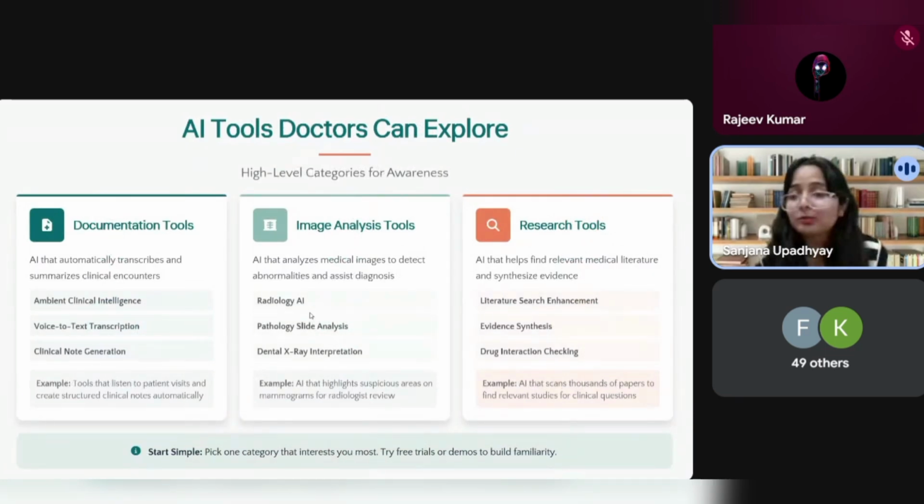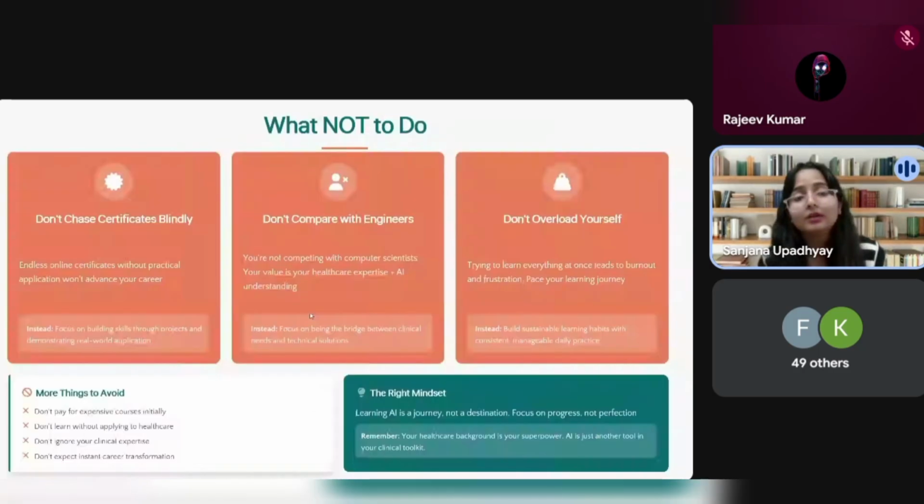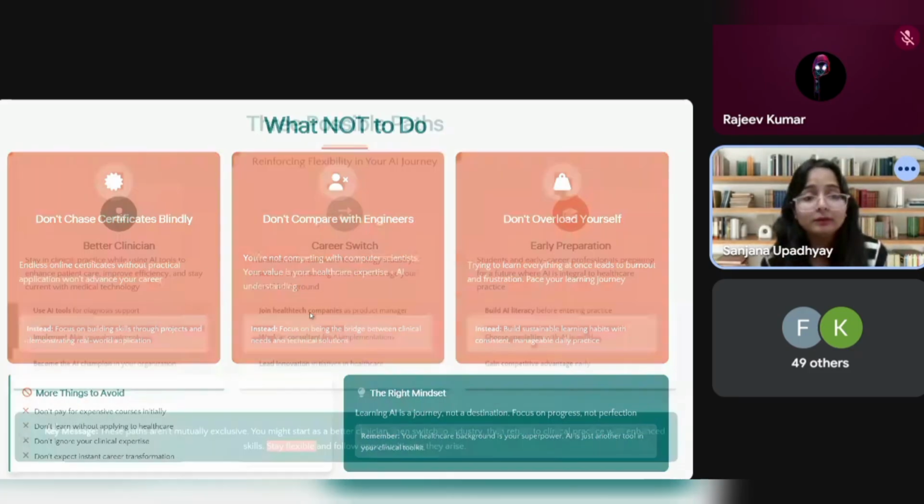AI tools which doctors can explore, if you are a clinician here: documentation tools, AI image analysis tools, and research tools are something which you can learn. So what not to do? Don't chase certificates blindly. Don't give so much money to certificates, say lakhs of rupees. Don't compare with engineers. If you are a healthcare professional, or even a very core BSc person who is into mathematics, don't compare with engineers, and don't overload yourself. You will take time, you will learn through basic steps, and that is how you will be able to learn.